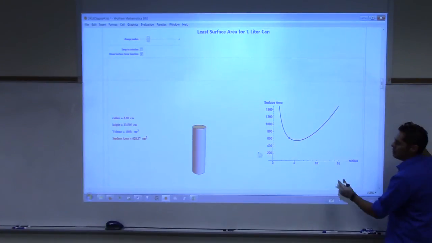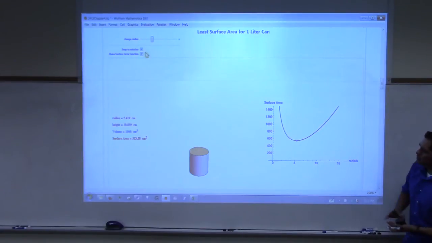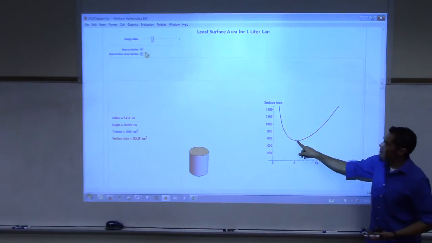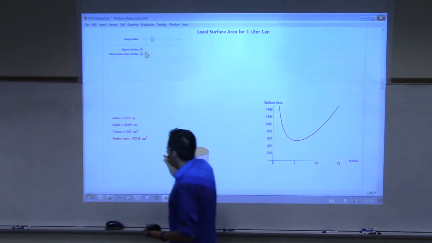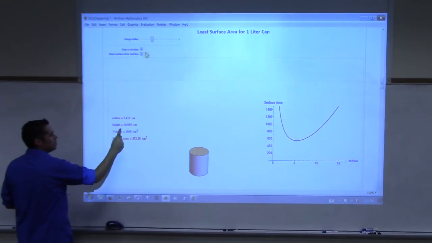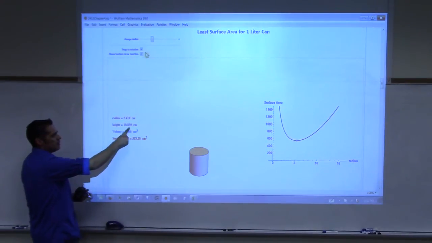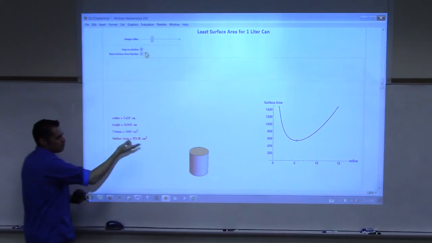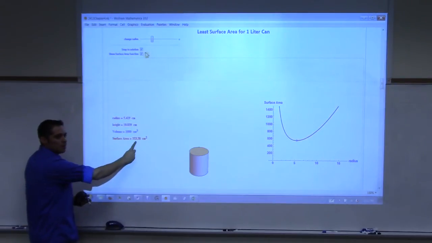I did graph it, but here's the solution we got right there. That's the lowest point on that graph, and 5.419 for the radius, 10.839 for the height. Volume, of course, was 1,000, and then the surface area, 553.